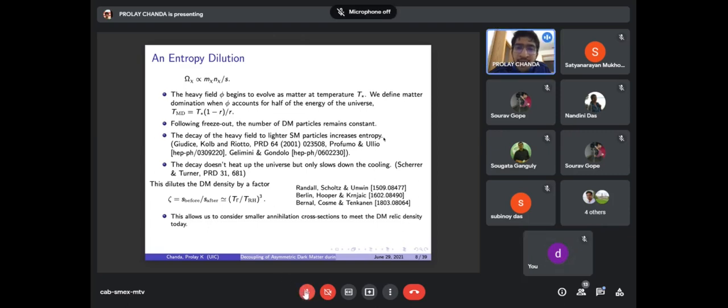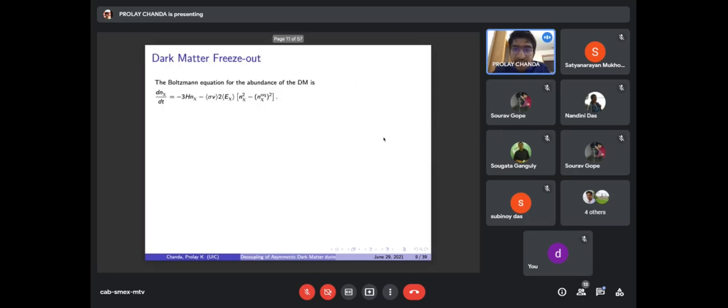So one thing is, I can't infinitely decrease the entropy dilution factor because of the Big Bang nucleosynthesis constraint.